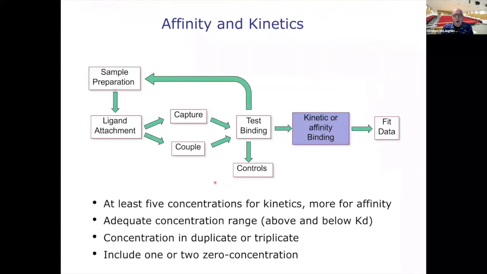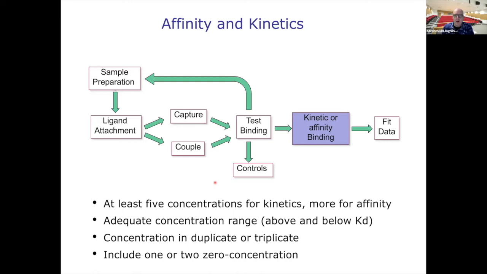Okay, so everything looks good so far. You've got good signals, you've controlled well. So let's do some kinetics on binding. Well, for kinetics, you need at least 5 concentrations of analyte. For affinity, you're going to need a lot more to go through the KD. You need an adequate concentration range above and below the KD for affinity. For kinetics, you just need concentrations where you've got a good range of signal, such that you can then look at the association and dissociation rates.